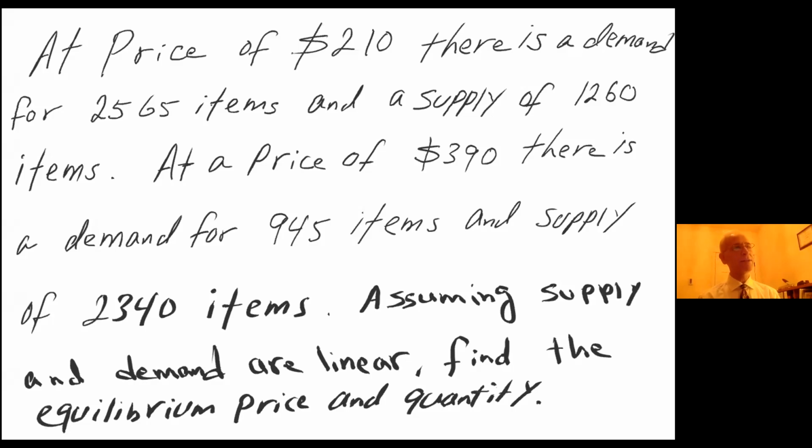At a price of $210, there's a demand for 2,565 items and a supply of 1,260 items. At the price of $390, there's a demand for 945 items and a supply of 2,240 items. Assuming supply and demand are linear, find the equilibrium price and quantity.